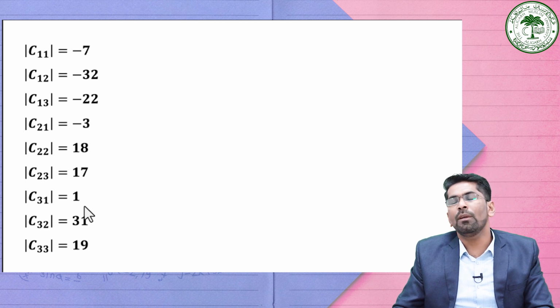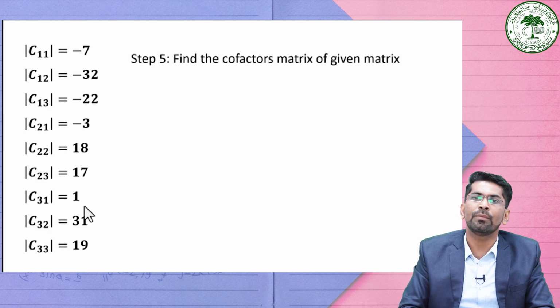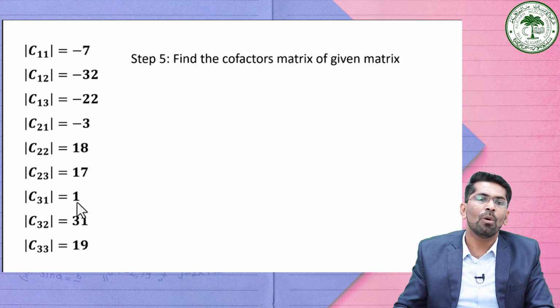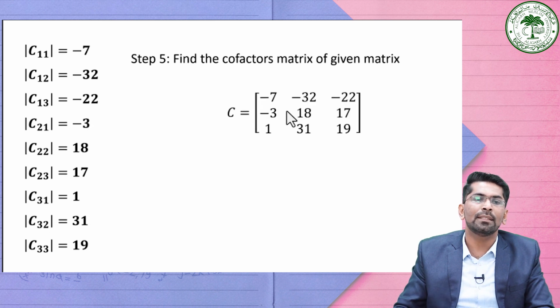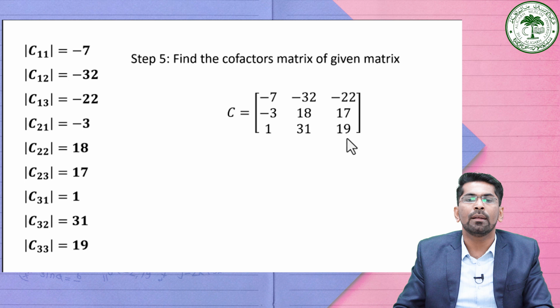After finding the cofactors, what is our next step? We have to frame the cofactor matrix. How to find the cofactor matrix? We are going to replace each and every element in the original matrix with its cofactor element. So the cofactor elements here are minus 7, minus 32, minus 22, minus 3, 18, 17, 1, 31 and 19. See, this is the cofactor matrix.